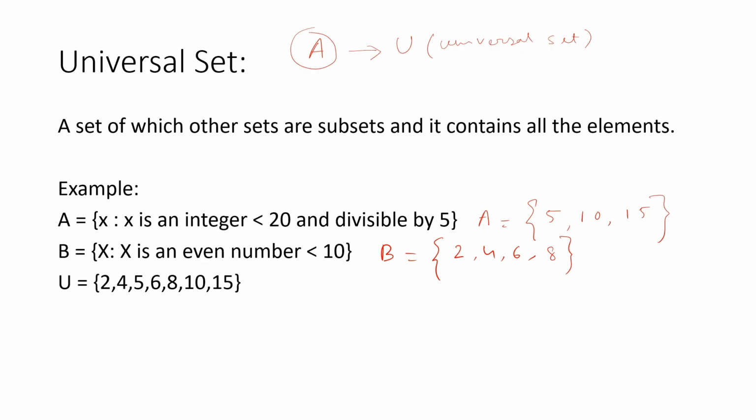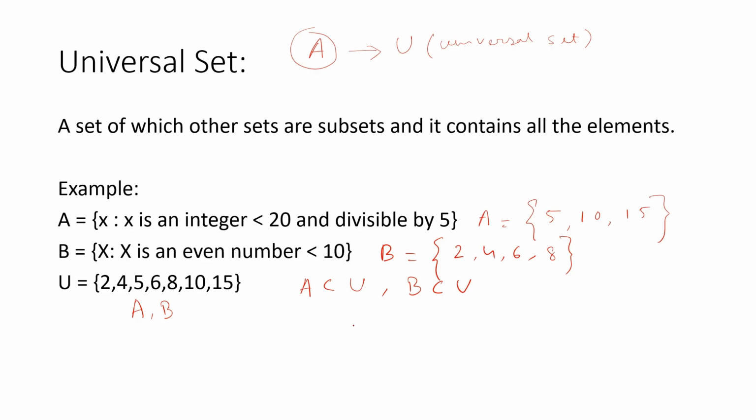Now if we observe, we can see that set A is a subset of U, and also set B is a subset of U. So U contains all of set A and B. Hence U is the universal set. So, a universal set is a set that contains all the elements of some other sets. Or, in other words, it is a bigger set which consists of some given sets.